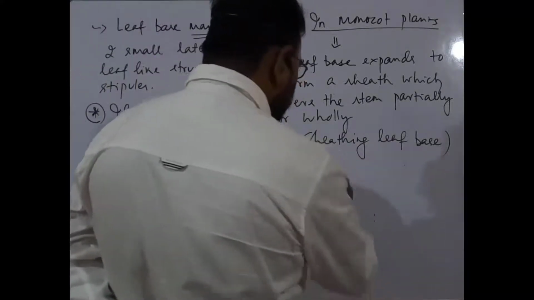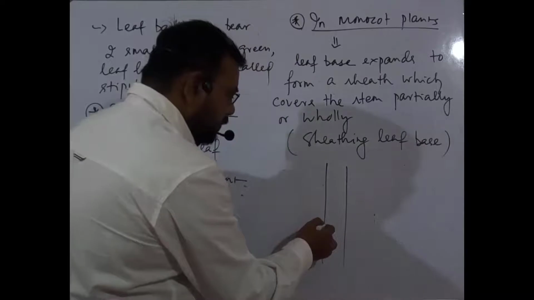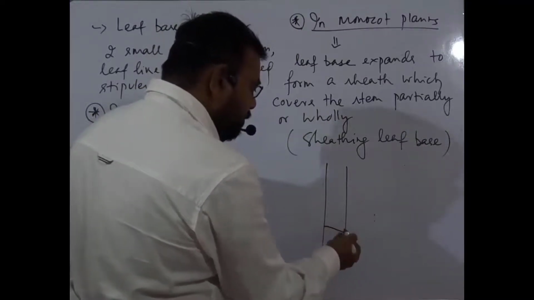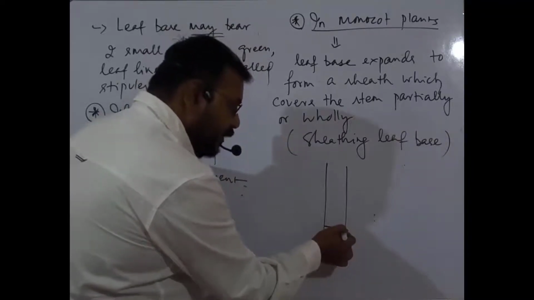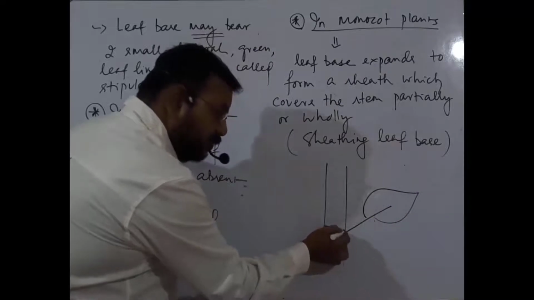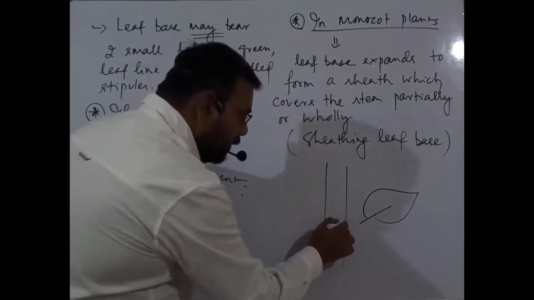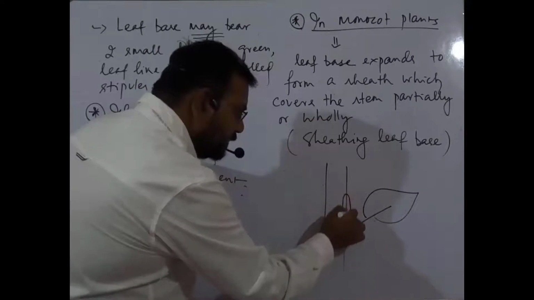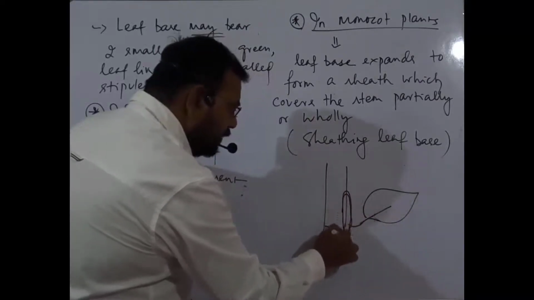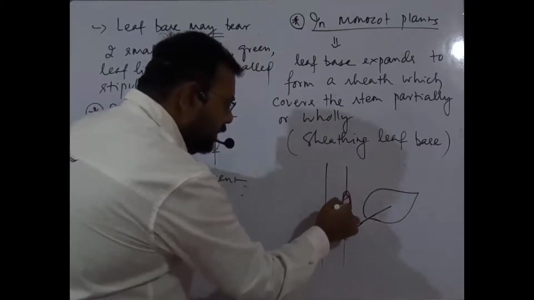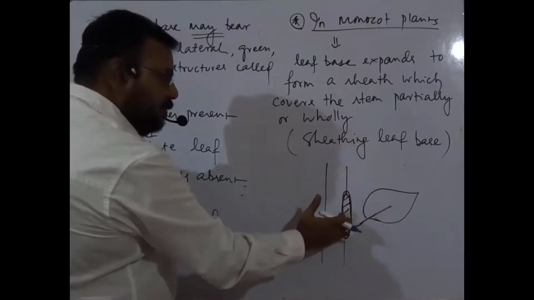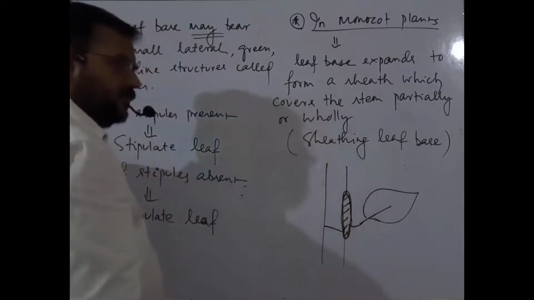देखिए, मान लीजिए एक स्टेम है, डायग्राम देख लीजिएगा। लीफ बेस एक्चुअली एक पॉइंट होता है जहां से लीफ निकलता है। लेकिन यहां पर ये लीफ बेस चौड़ी हो जाएगी और स्टेम को पार्शियली कवर करेगी। ये लीफ बेस एक्सपैंड हो गया है, leaf base expanded and covers the stem up to some height.